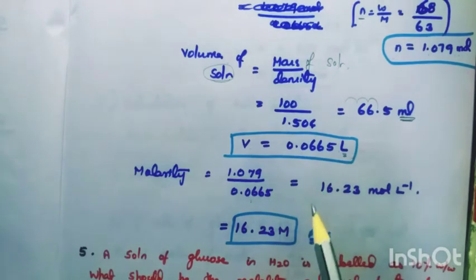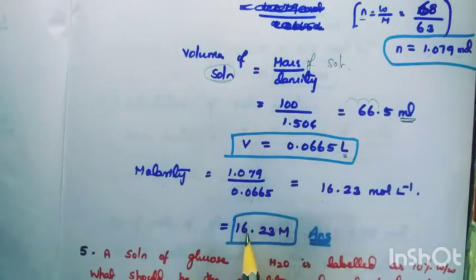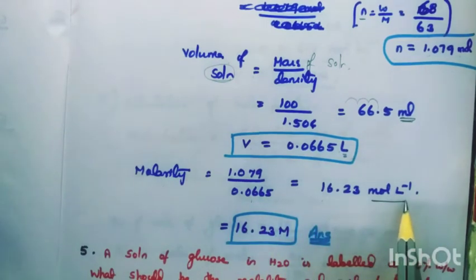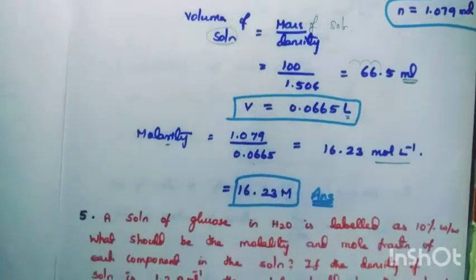We know how to find the log value, no? So in your note, try to write along with the log value itself. Find that value and write the answer. So this is equal to 16.23 mole per liter. That is called molarity. Mole per liter is nothing but molarity. So next problem.